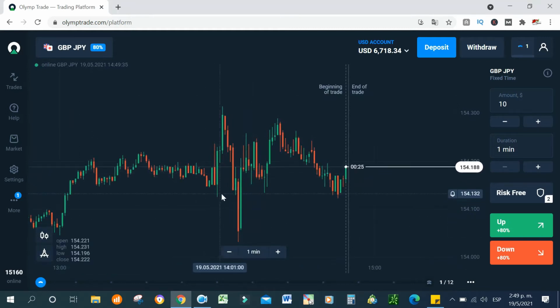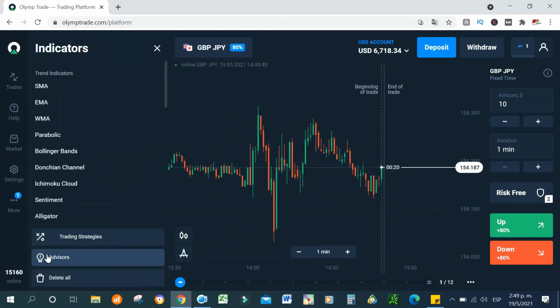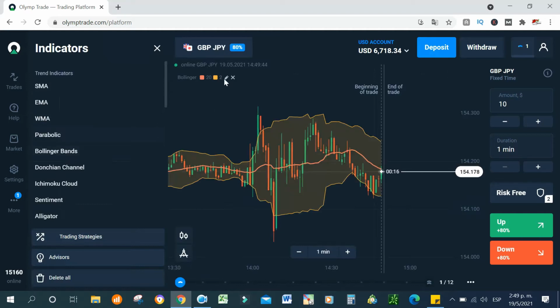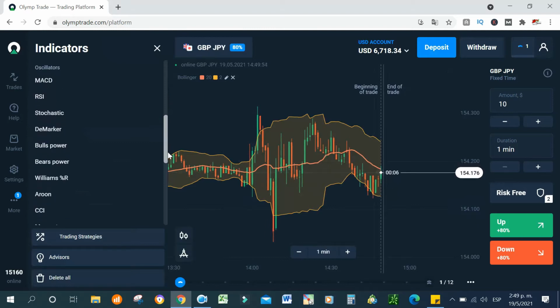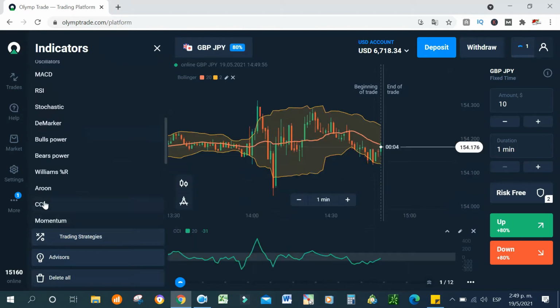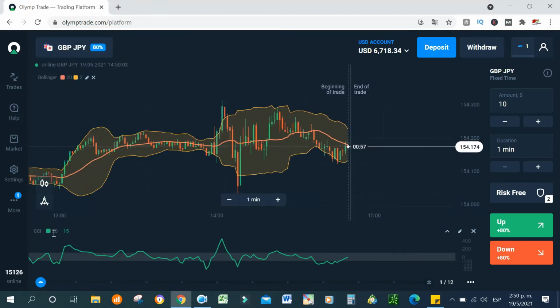First of all, I have to add some indicators. Which are those indicators? Well, we have the Bollinger Band with the default setting, as you can see, 20 and 2, and also we can add the CCI indicator with the default setting, with 20 periods and 20 periods, the same for both.